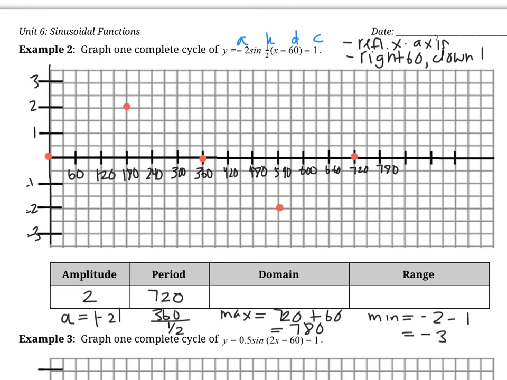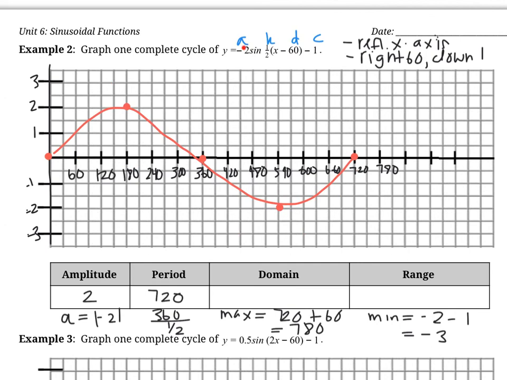So let's connect that with a curve. Here we go. All right. So now that we have the amplitude graphed and the period graphed, now let's work on our reflection.